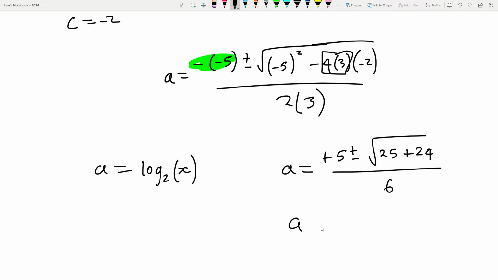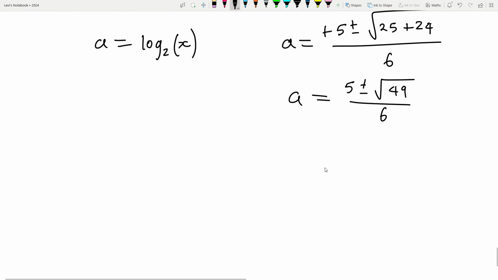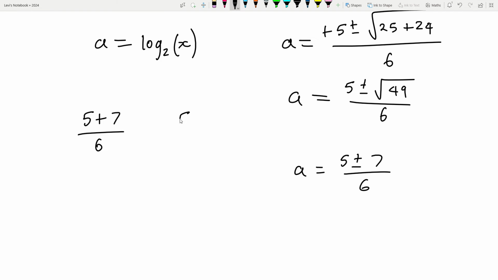So you get a equals 5 plus or minus the square root of 49 on 6. Okay, so we know the square root of 49 is 7, so we have a equals 5 plus or minus 7 on 6. So your two answers could be 5 plus 7 on 6 or 5 minus 7 on 6. So the top will be 12 over 6, which gives you 2. This one would be negative 2 on 6, which gives you negative 1/3.